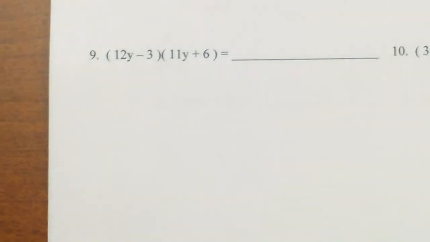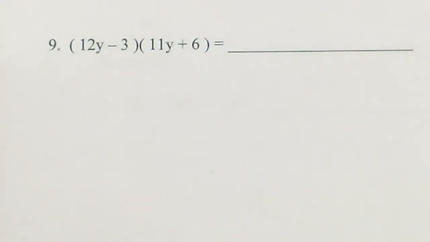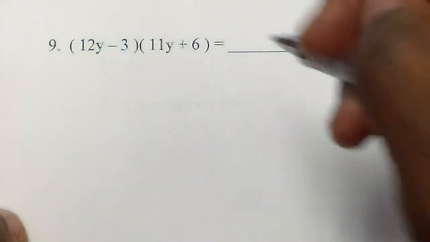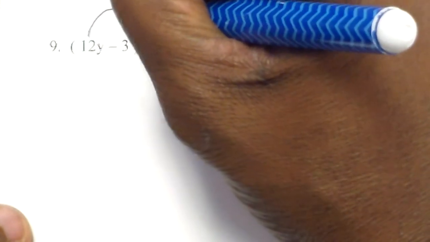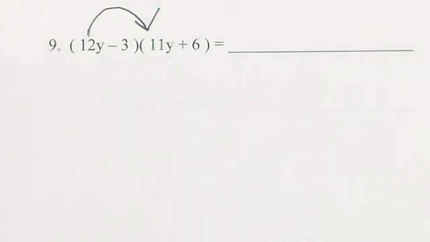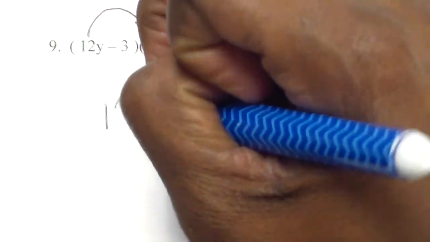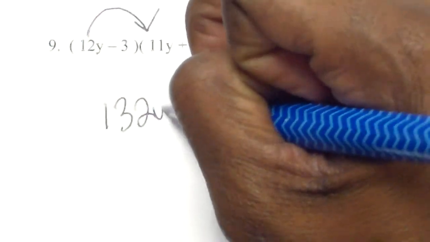Alright. I'm sure most of you chose FOIL or window pane, and the weird person chose algebra tiles. But I'm not calling you weird. I'm going to use FOIL. So here I distribute 12y times 11, and 12 times 11 is 132, I'm sorry. 132y squared.